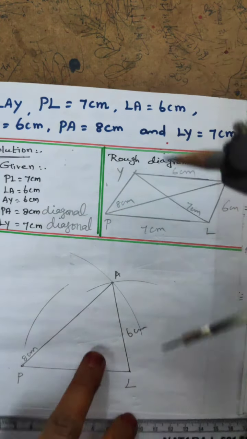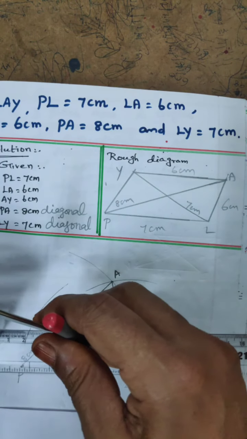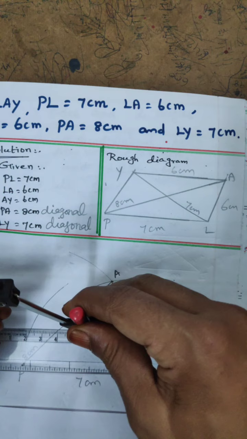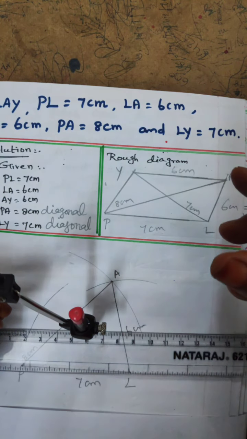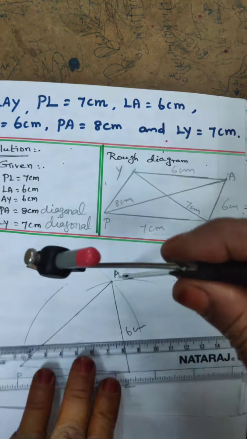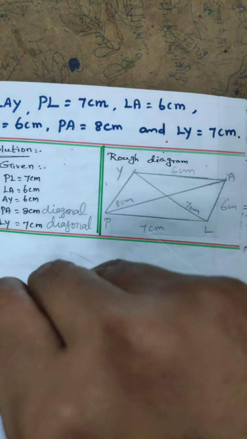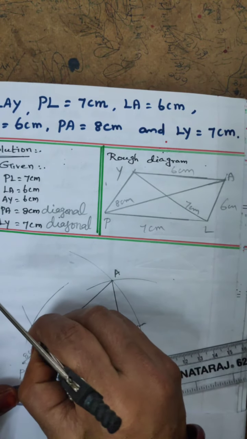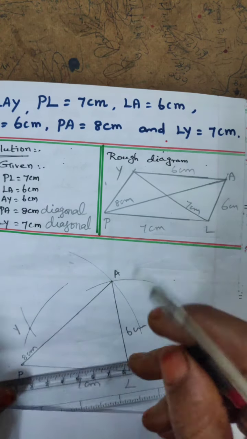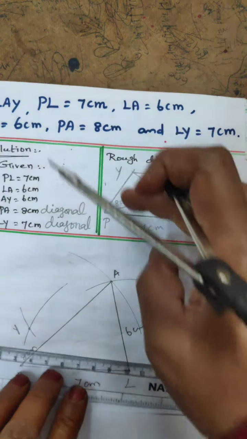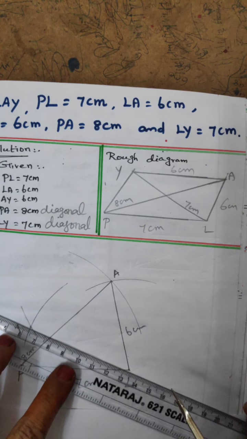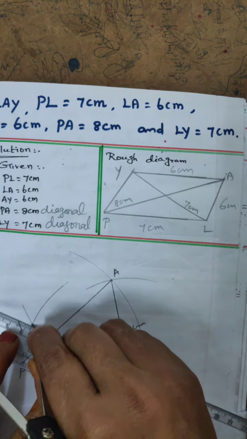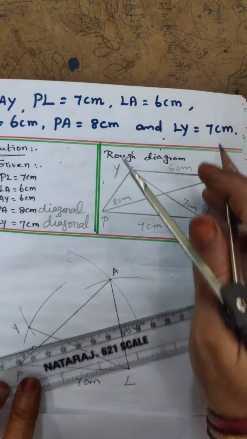Next, A to Y, how much centimeter is written? 6 centimeter. Measure 6 centimeter and cut the arc. Measure correctly in 6 centimeter and cut the arc. Okay, this cutting point, what is the point? Y. You join. Which one do you join first? L and Y join. Next, A and Y join.